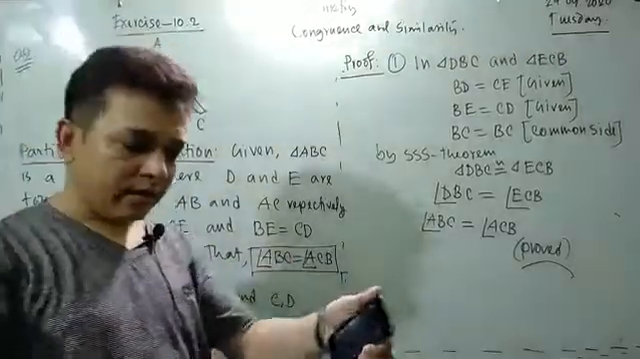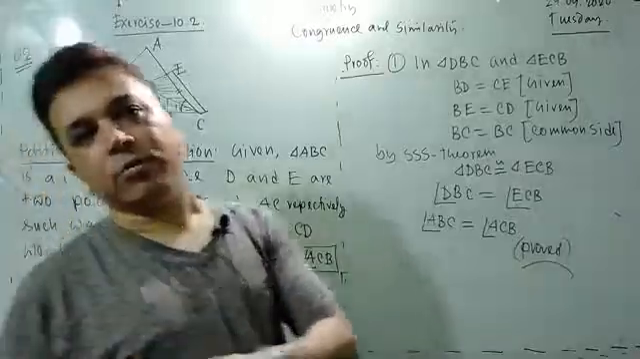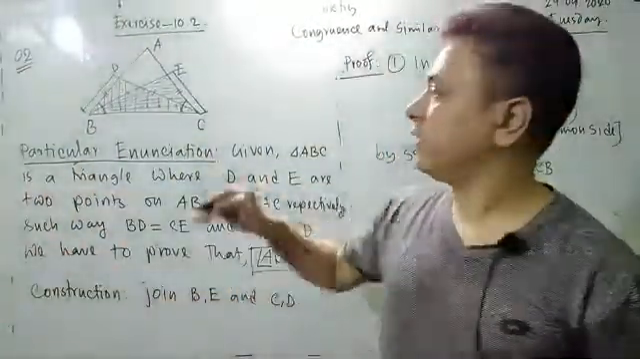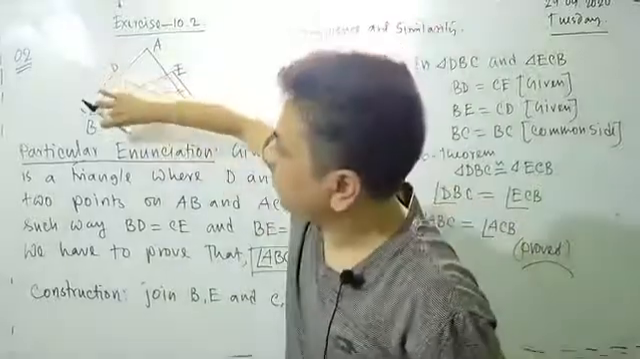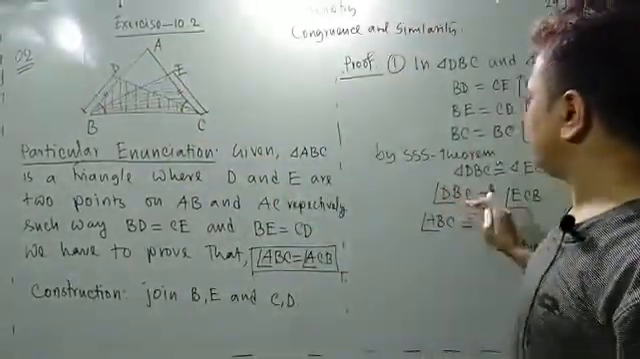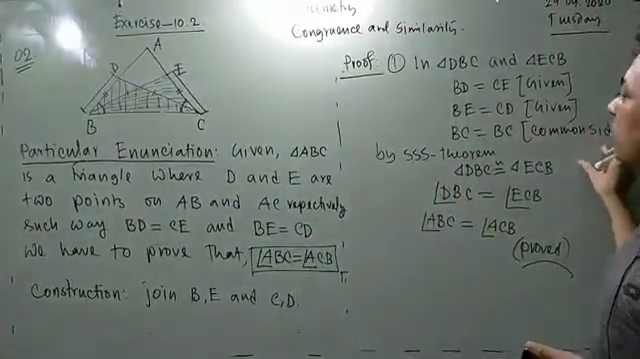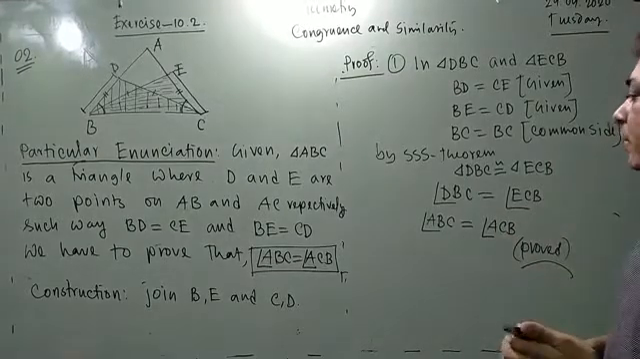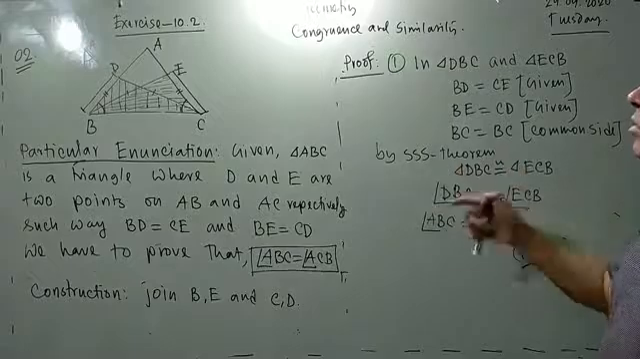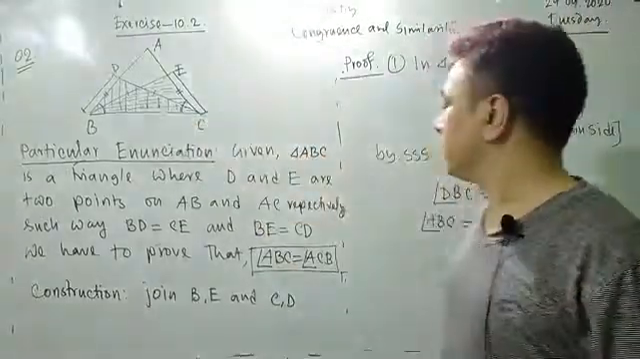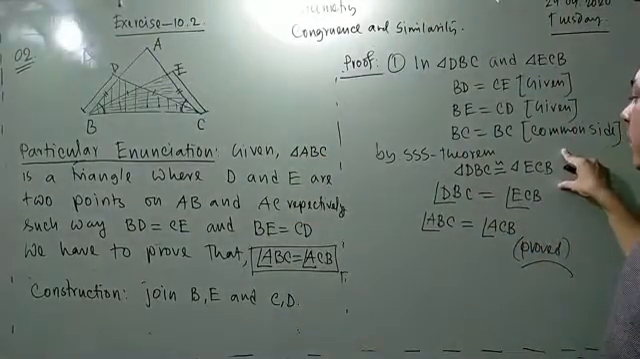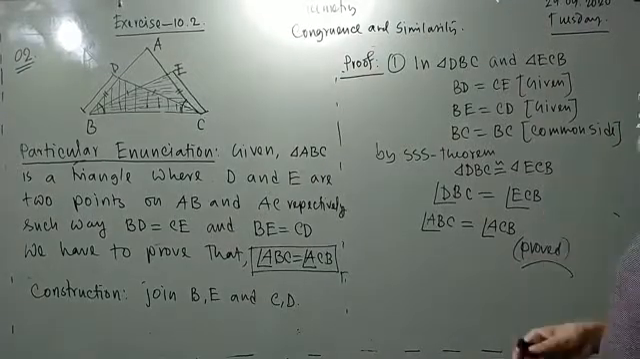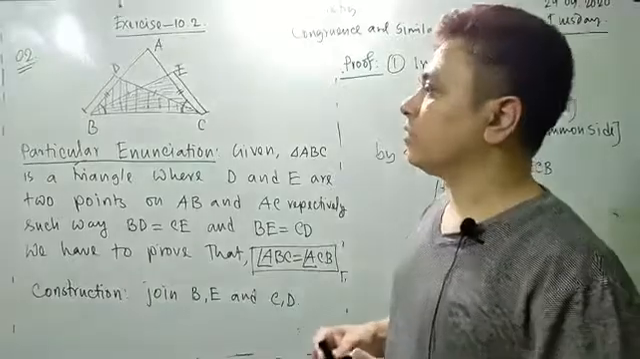One triangle is on one side and another triangle is on another side, two sides here, but their base is the same, this BC. So that is why BC is the common side. Common side or common line, it's up to you, no problem. So by triple S theorem, three sides are equal, both of these triangles are congruent. When they are congruent, the corresponding angles must be the same.